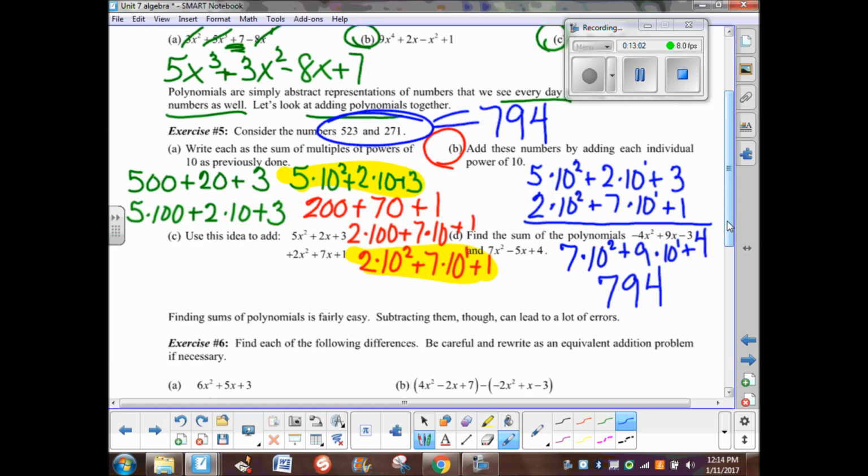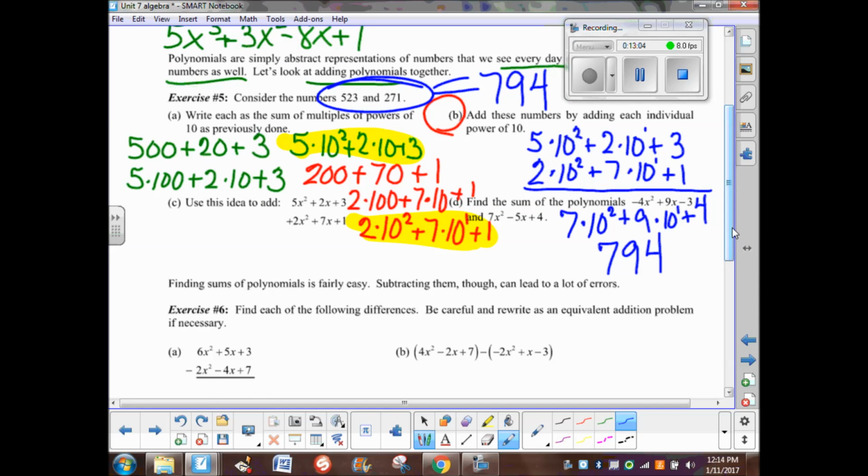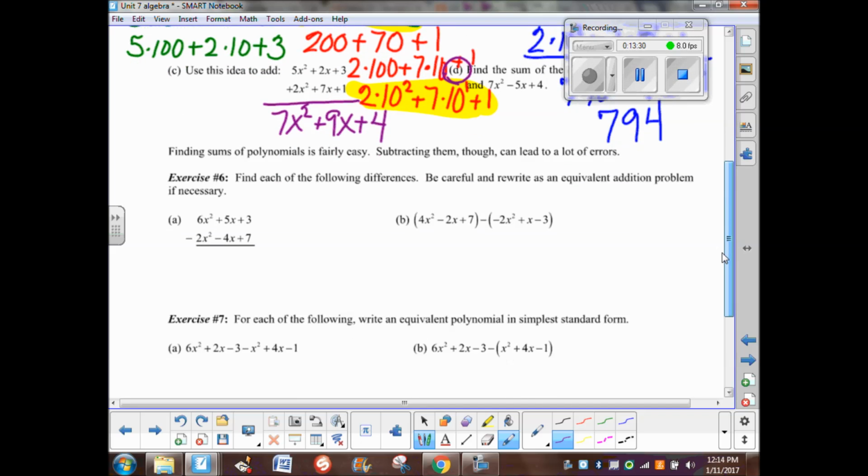We just took that idea and played around with some numbers and some polynomials, which is kind of cool. So now, let's just go right to it. It's just combining like terms now. Combining like terms is the same thing as adding the same place values. So what do we have? We have 7x squared plus 9x plus 4. I'm going to have you do B and bring that to class.